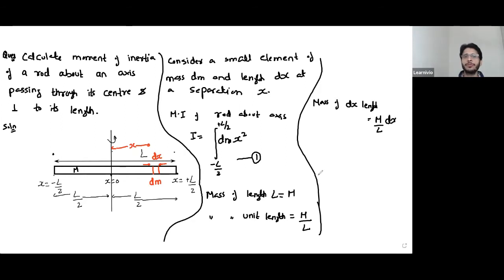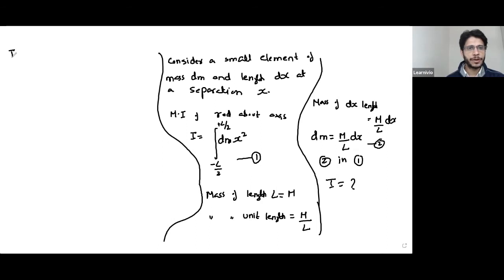I'm just using the unitary method. For unit length, it's m by L. So for dx length, I just multiply it with dx. And this is what we call dm. So this is your dm, which is m by L dx. Equation number 2. Okay, now do one thing. Substitute 2 in 1, perform the integral and tell me how much is I.